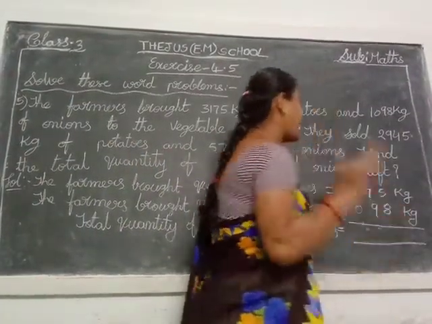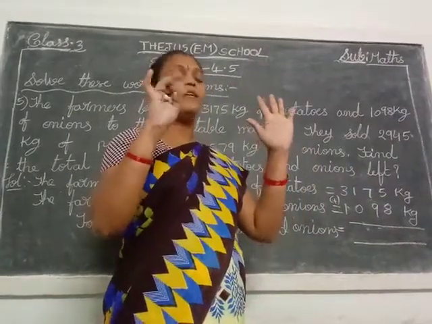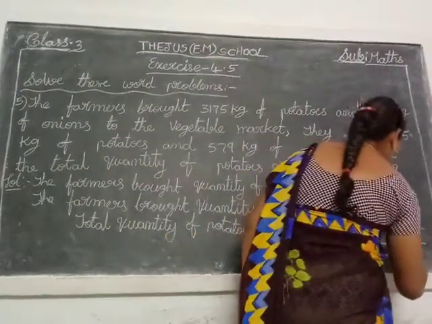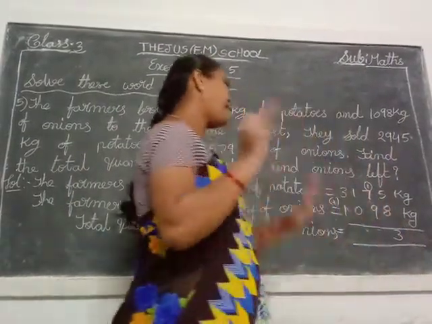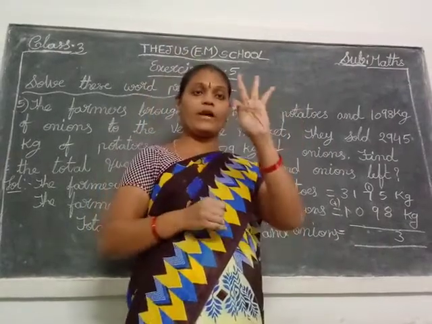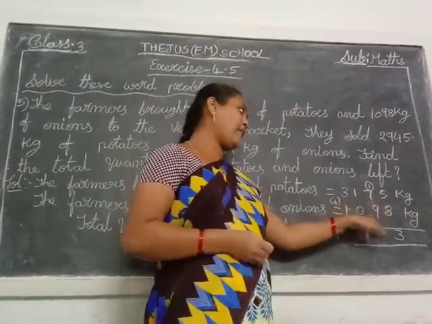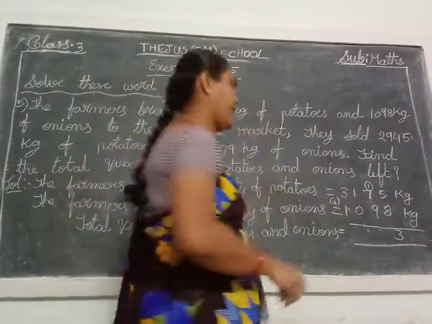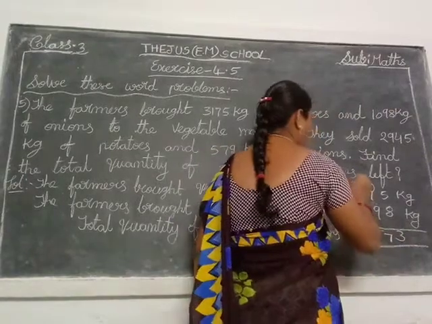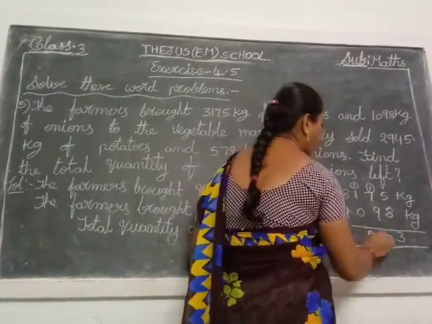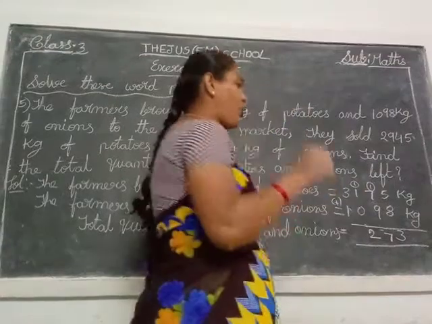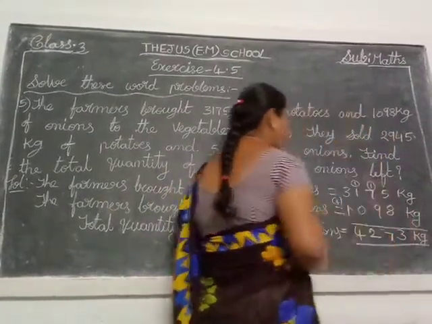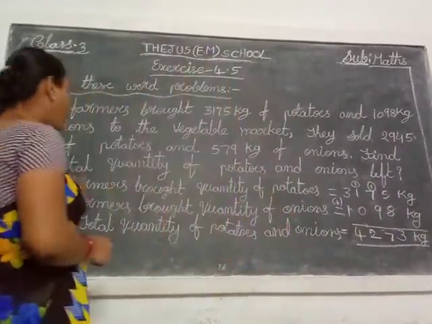5 keep in your mind, take 8 fingers, 5 after 9, 10, 5 after 6, 7, 8, 9, 10, 11, 12, 13. Double digit number, 3 and 1. 1 keep in your mind, take 7 fingers, 1 after 2, 3, 4, 5, 6, 7, 8. 8 keep in your mind, take 9 fingers, 8 after 9, 10, 11, 12, 13, 14, 15, 16, 17. 7, 1. 1 plus 1, 2. 2 plus 0, 2. 3 keep in your mind, take 1 finger, 3 after 4. So totally 4,273 kgs of potatoes and onions the farmers brought.